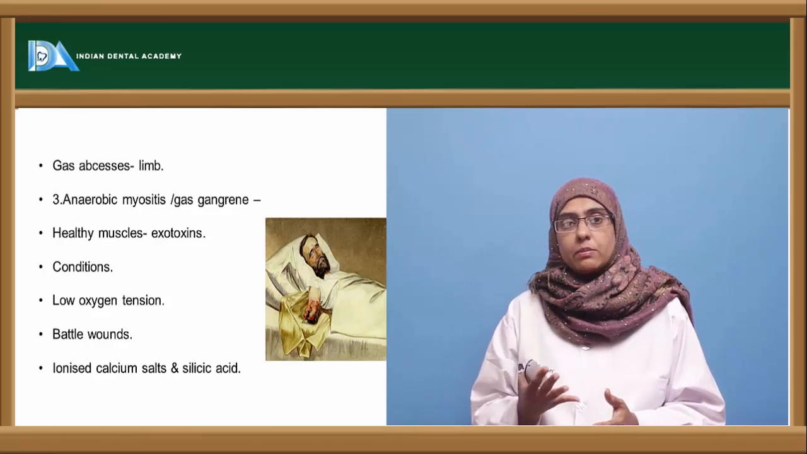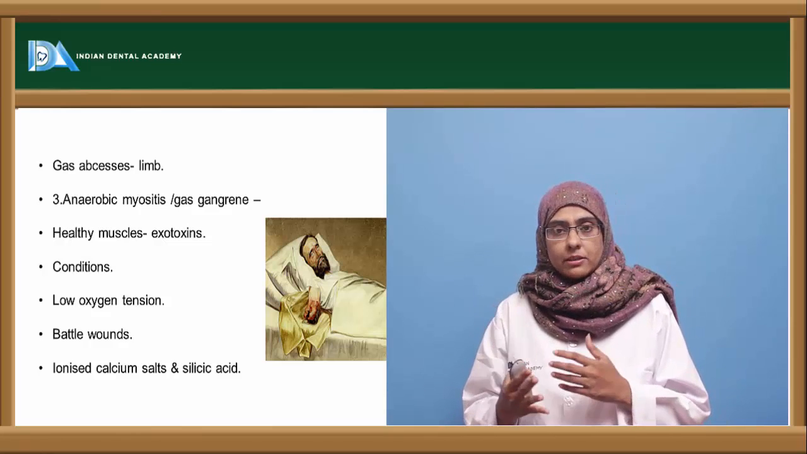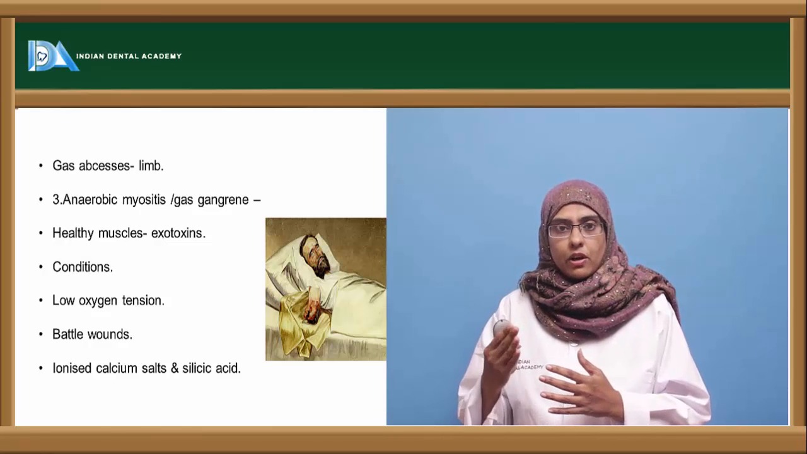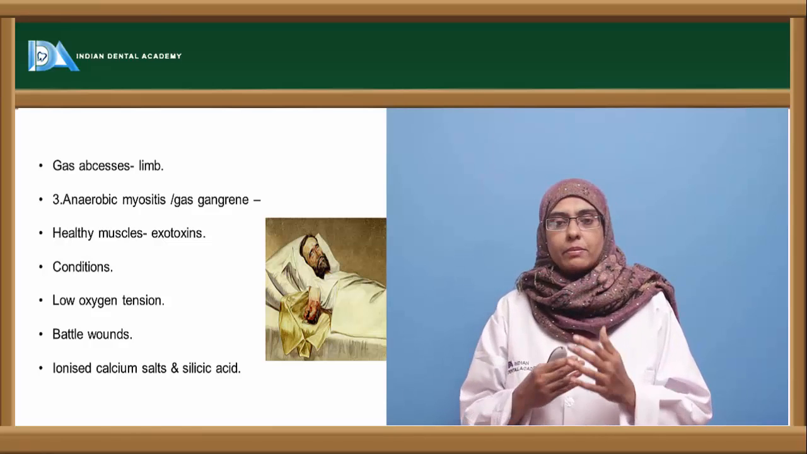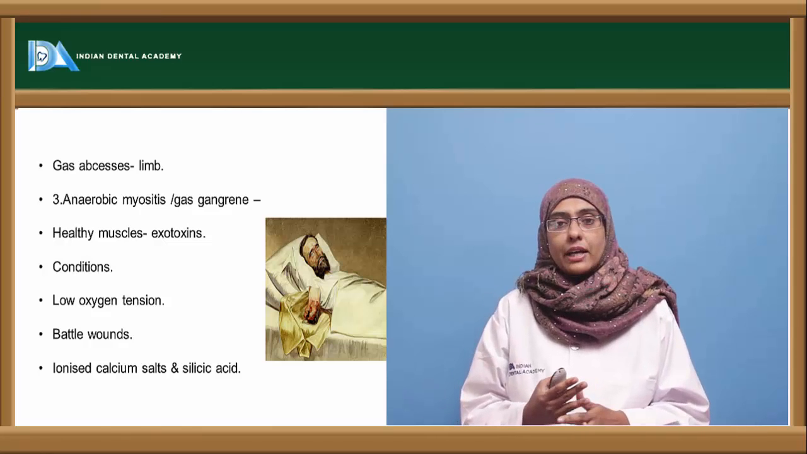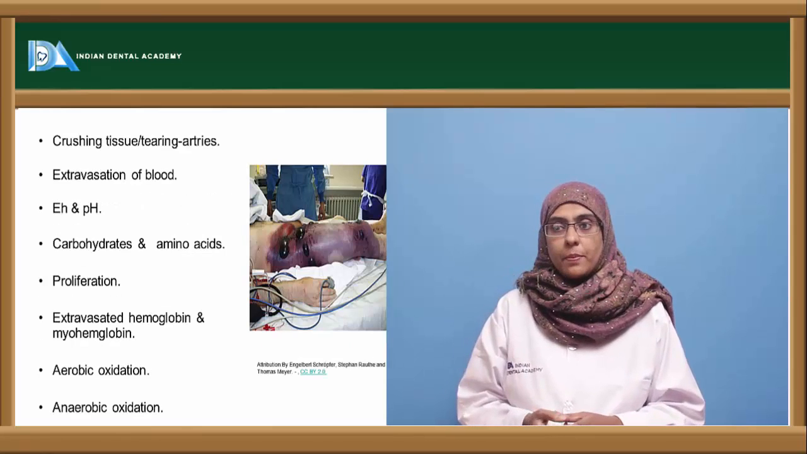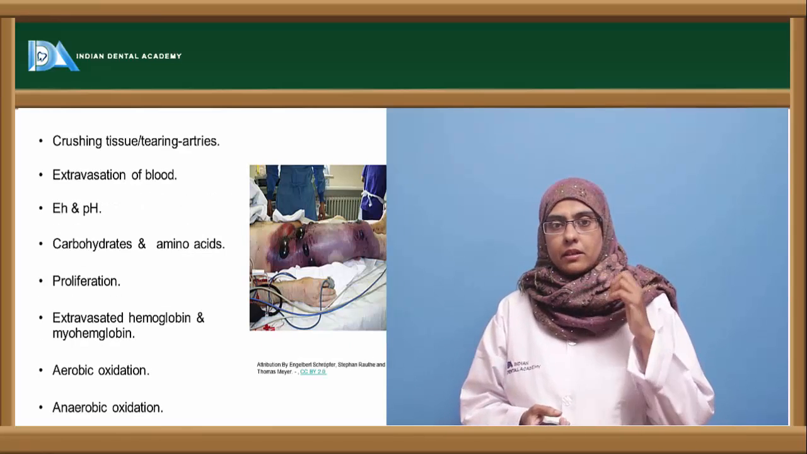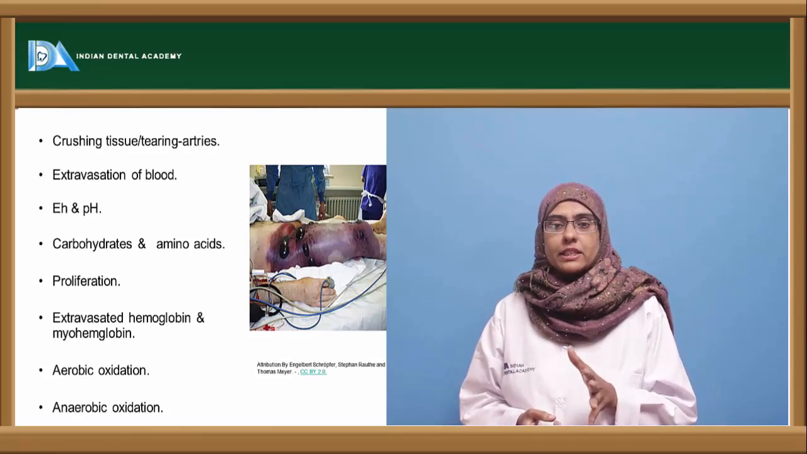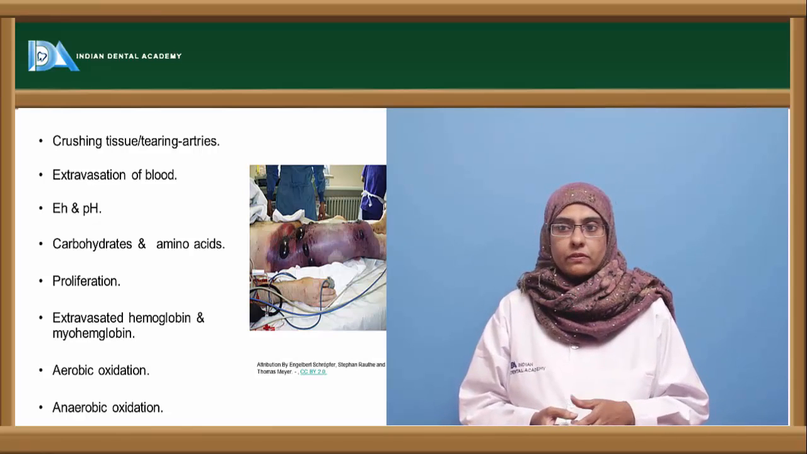Now this is mostly seen in battle wounds, as already discussed. When the person is hit with a bullet and the shell remains inside his arms or legs, the organism starts multiplying. There is a decrease in the oxygen tension, as a result of which the organism gains an entry and will have the ability to multiply. Now the necrosis that is seen in this condition is because of the ionized calcium and the silicic acid that is present in the soil. Apart from battle wounds, the other reasons that usually decrease the oxygen tension or create a low oxygen tension are crushing of the tissues or the tearing of the arteries.